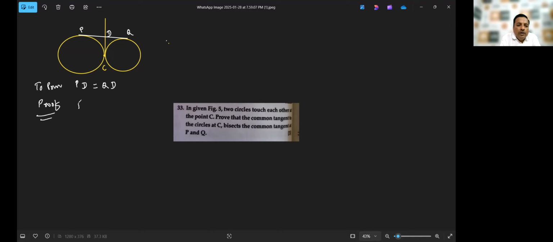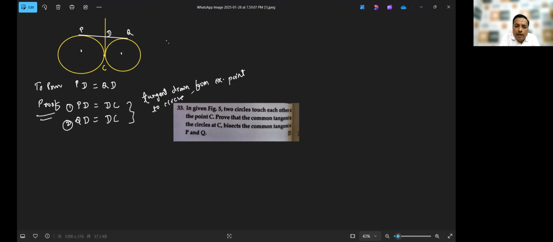प्रूफ क्या होगा? फर्स्ट, PD is equal to DC. The reason: tangents from exterior point to circle are equal. Correct. Then QD is equal to DC. Again, this is for the another circle ना, ये दूसरे सर्कल के लिए, ये फर्स्ट सर्कल के लिए था। This is for the first circle, this is for the second circle. Reason क्या था? Tangents drawn from exterior point to circle are equal.